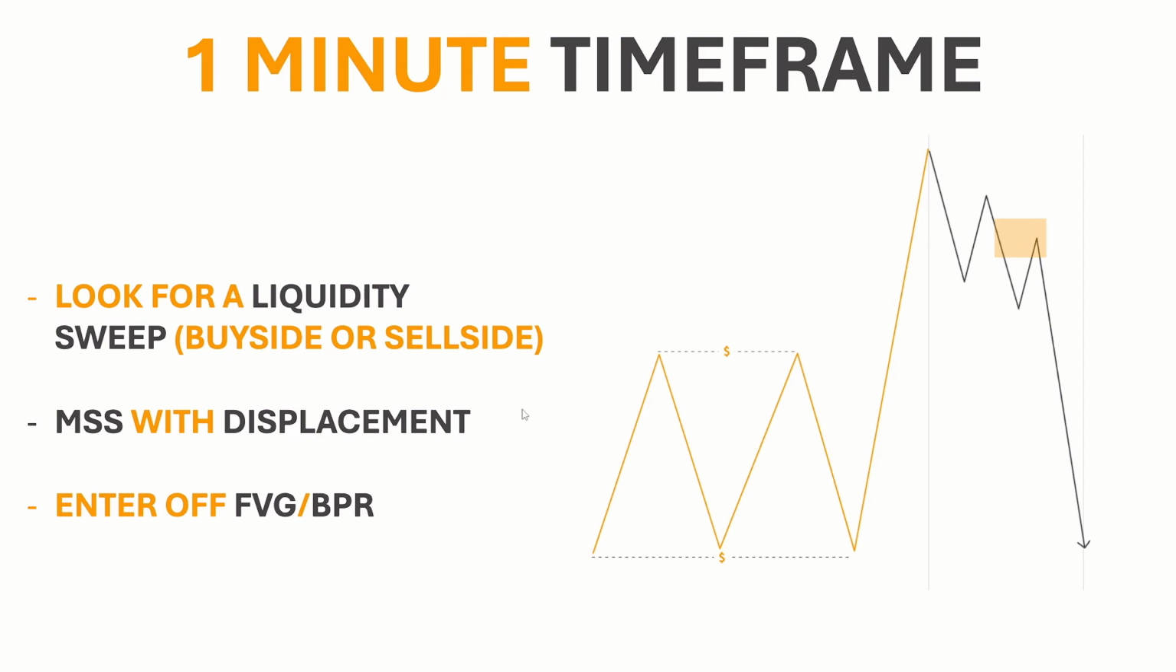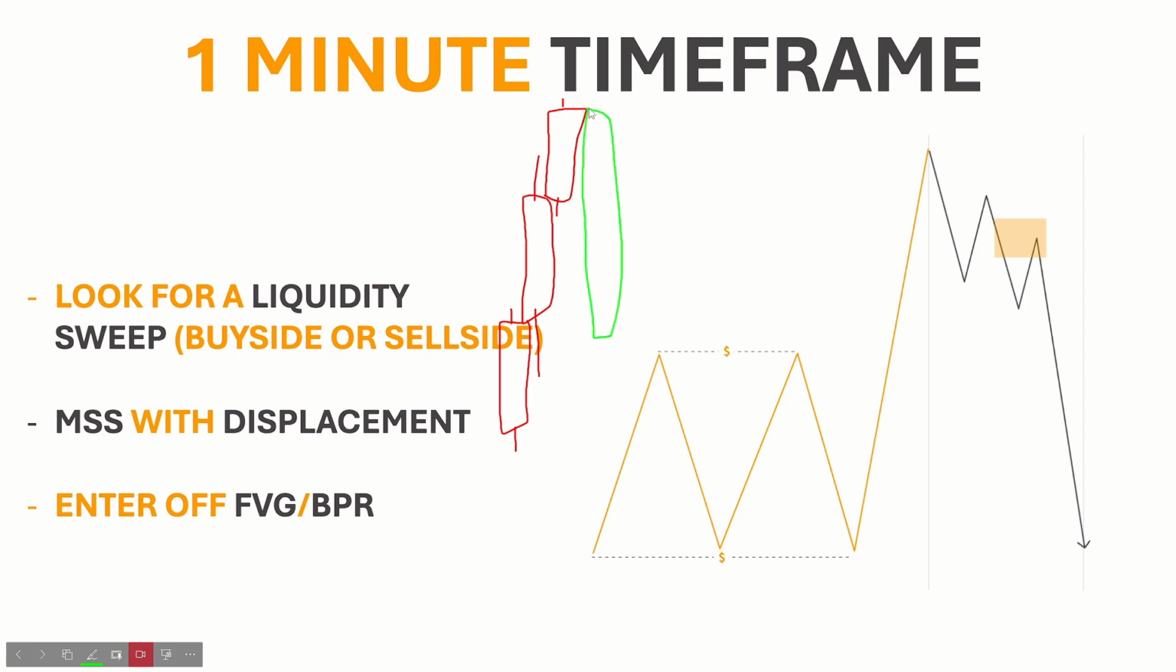So from here, from the displacement leg, we would want to look for a fair value gap or balanced price range. Now, what is a balanced price range? A balanced price range is basically a double fair value gap. Let me draw it for you guys quickly. Alright guys, I hope you enjoyed my drawing right there.